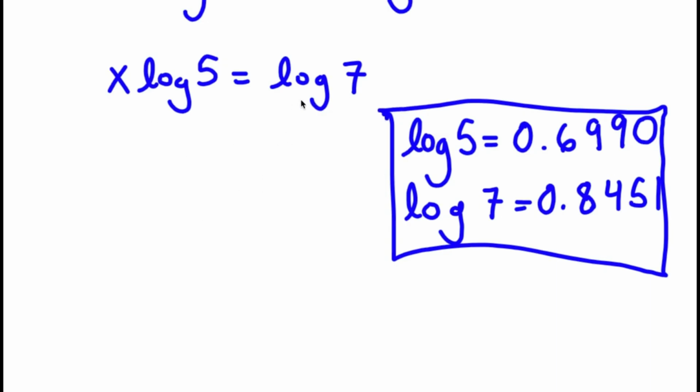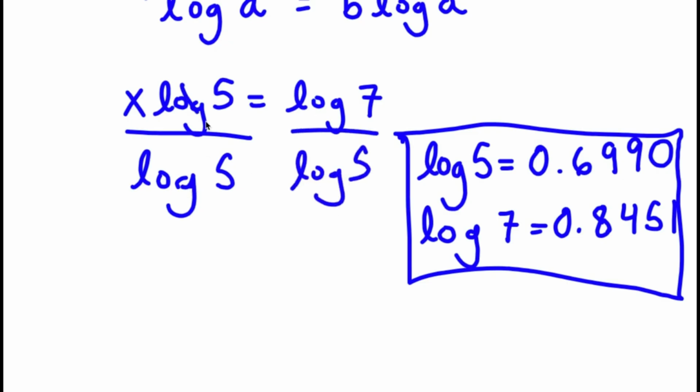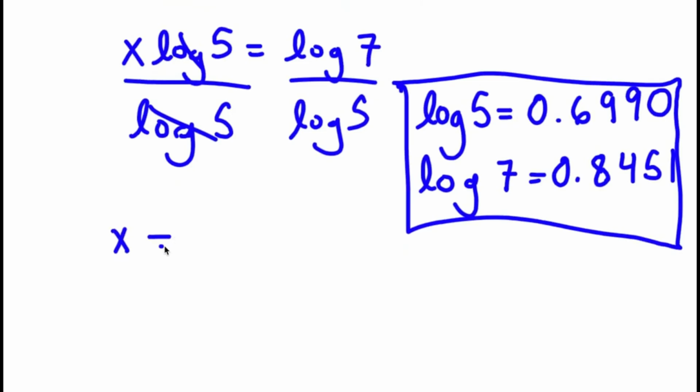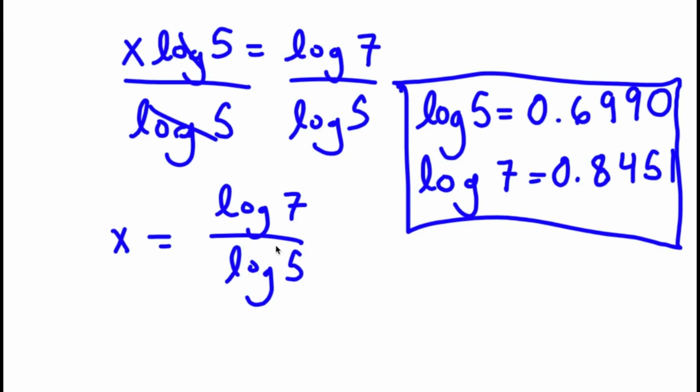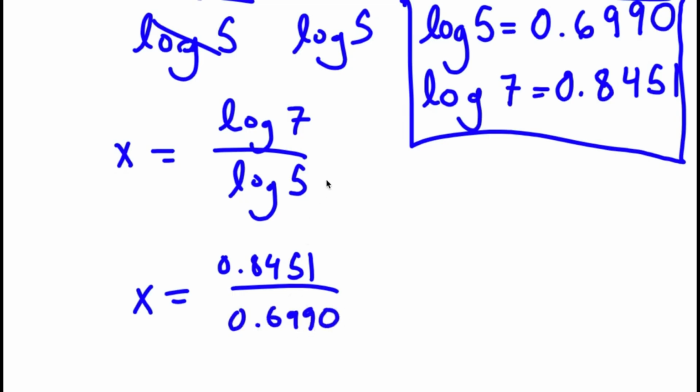Alright, so now I'm going to first start by dividing both sides by log 5. Then these two cancel out, and I'm left with x is equal to log 7 over log 5. Now, I know that log 7 is equal to 0.8451, and log 5 is equal to 0.6990. So now I have 0.8451 over 0.6990, which is equal to 1.2090. So this is my answer.